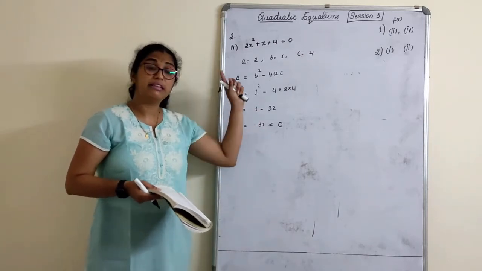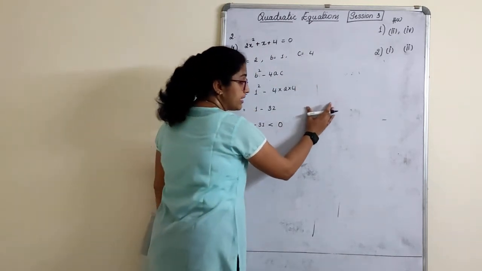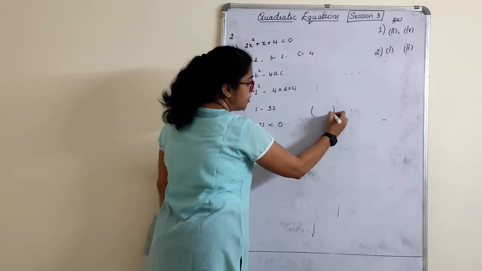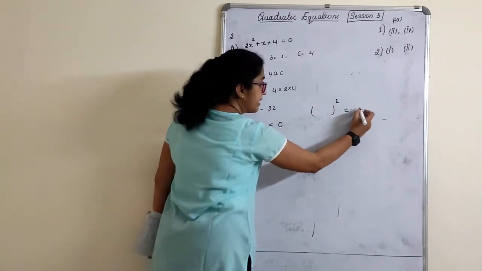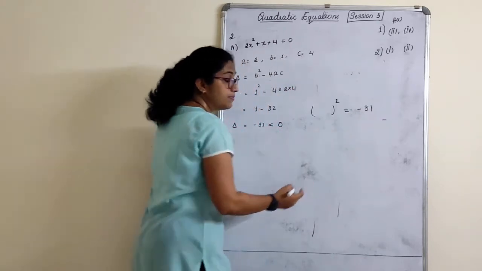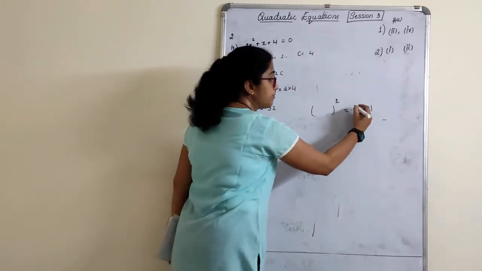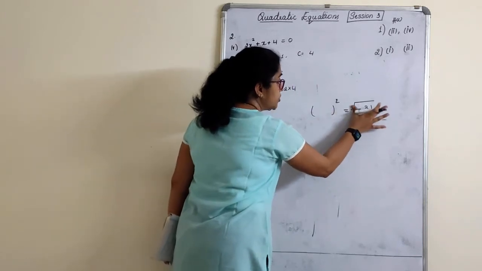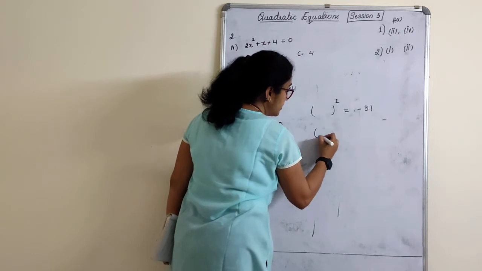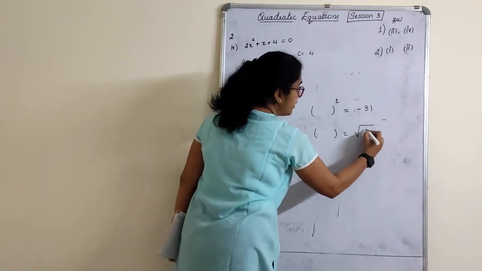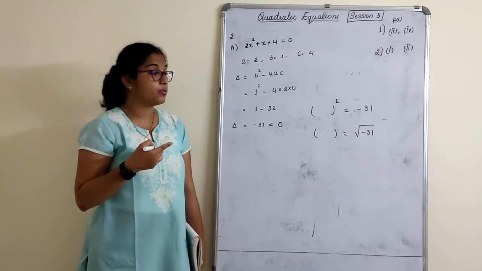That means, children, in the completing the square method, you know what you will get. You will get some part here in the form of a plus b or a minus b whole square is equal to, and you will get there also minus 31. In the completing the square method, this term is equal to the square root of minus 31. You get it like this in the completing the square method.